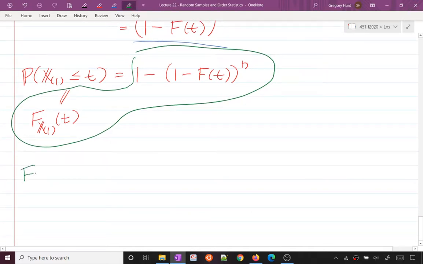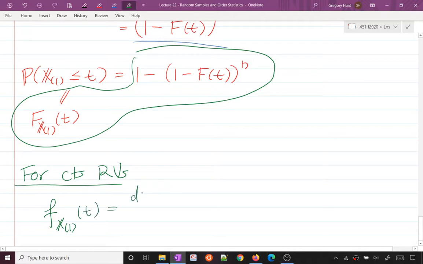Now, if I look at continuous random variables, I could go one step further, because I know that the PDF of the minimum should be the derivative of the CDF. And so I could take a derivative of this, and what would I get? I just take a derivative of 1 minus F of t to the n. And there's a little chain rule in action here.